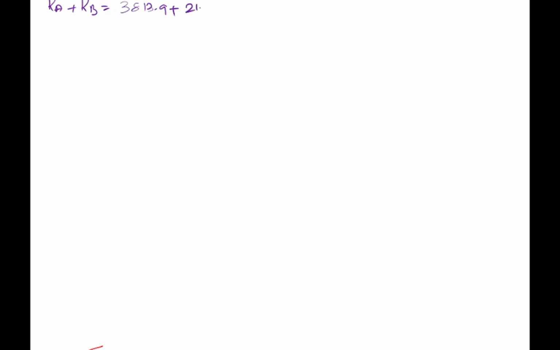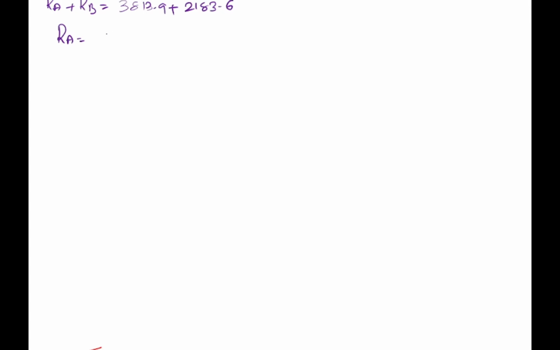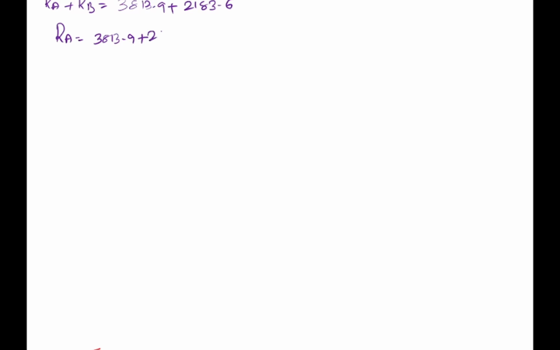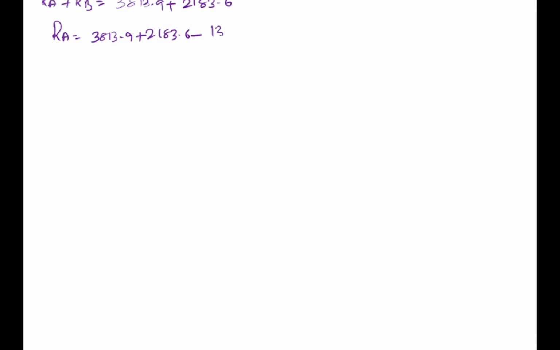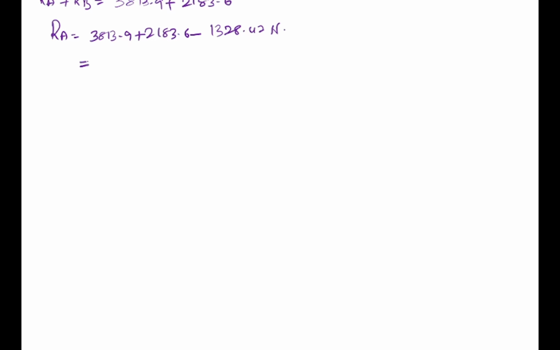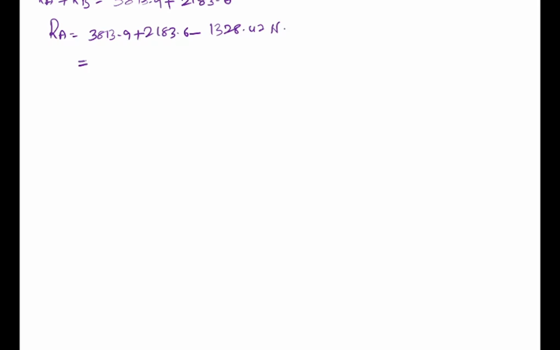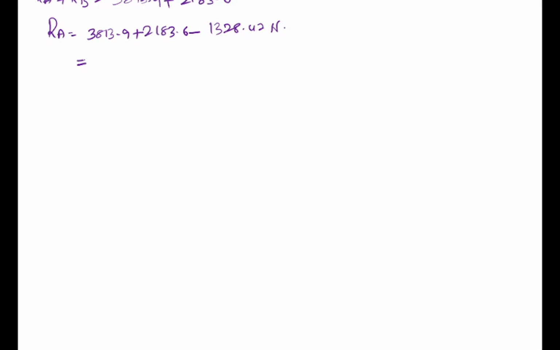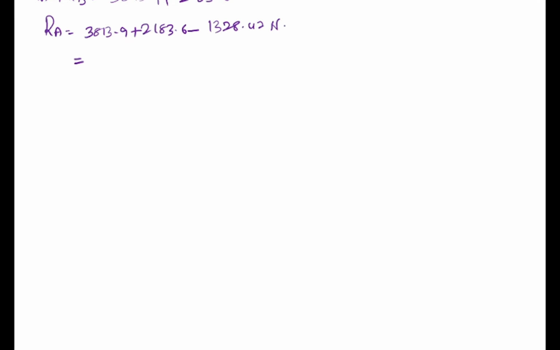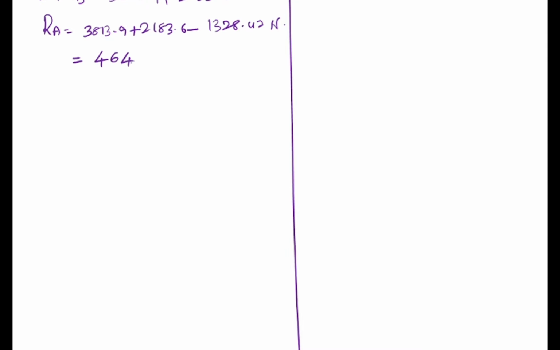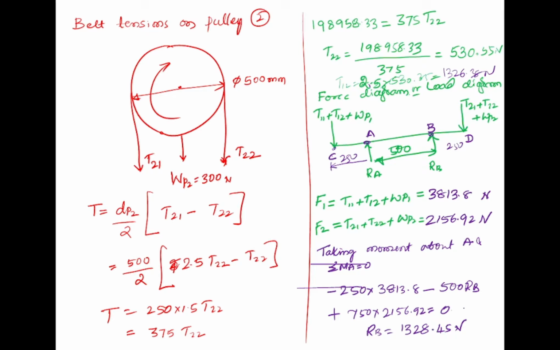Okay. Now RA plus RB equal to 3813.9 plus 2183.6. Now let us calculate RA equal to 3813.9 plus 2183.6 minus RB. How much you got? Okay. Now we calculate how much you are going to get. How much do you get? Next step. Okay. Next.